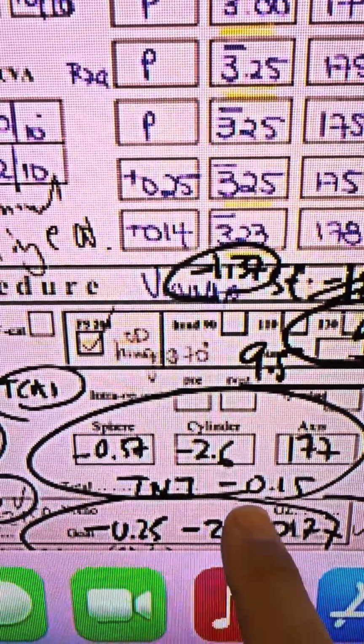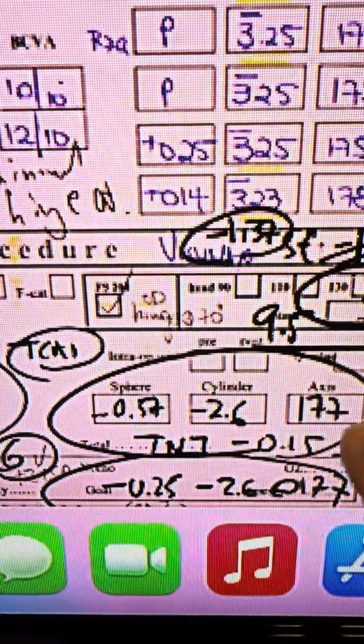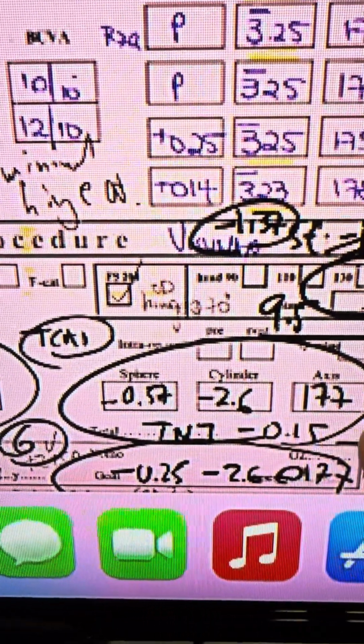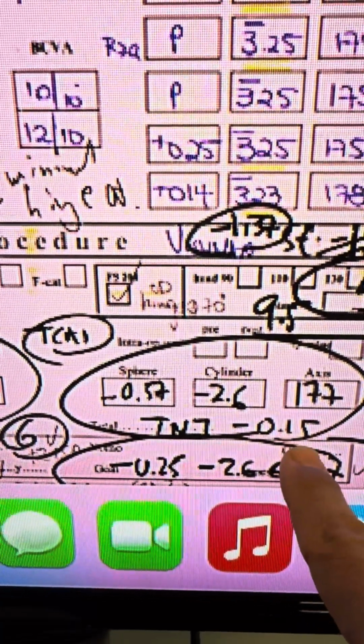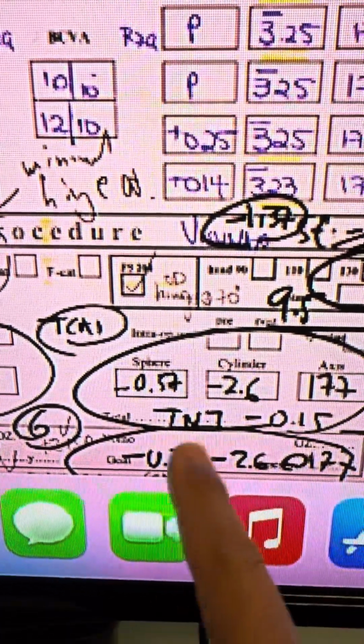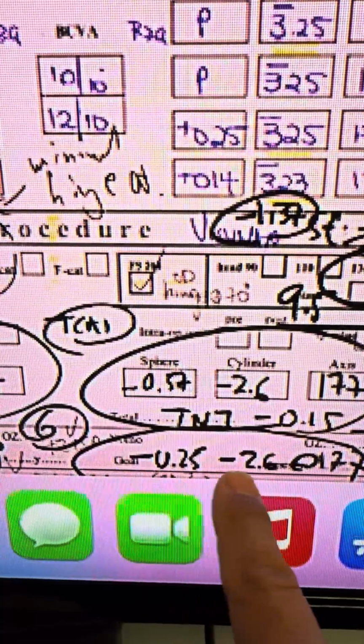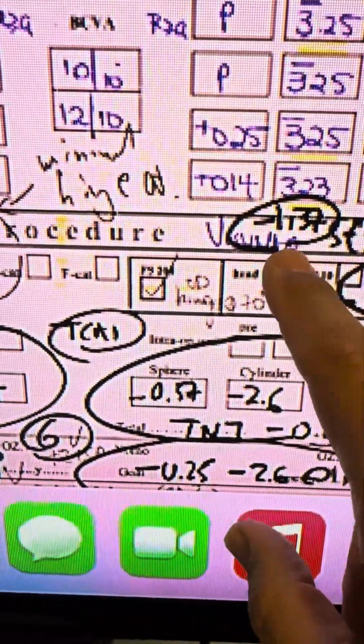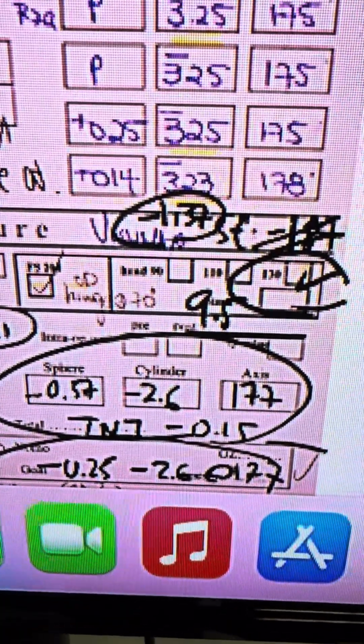And then we went with the Contoura treatment of -0.57, -2.6 at 177, and adjusted with TNT. This works out to a -0.25, -2.6 at 177 to achieve the same spherical equivalent of -0.37. Now let's explain a little bit what TNT is.